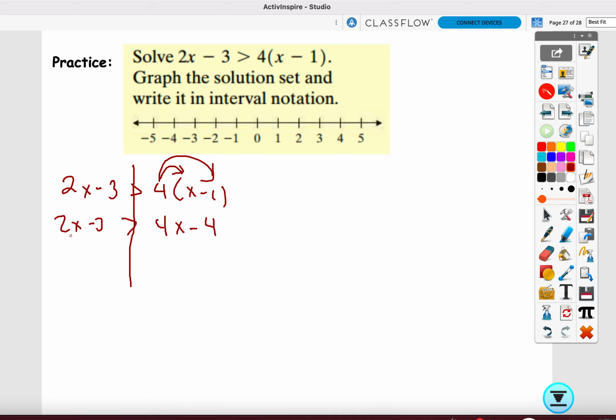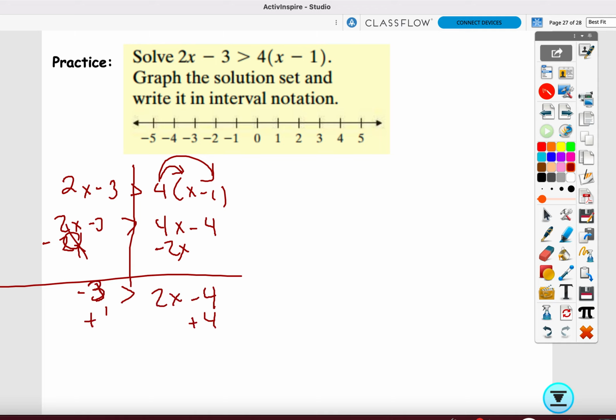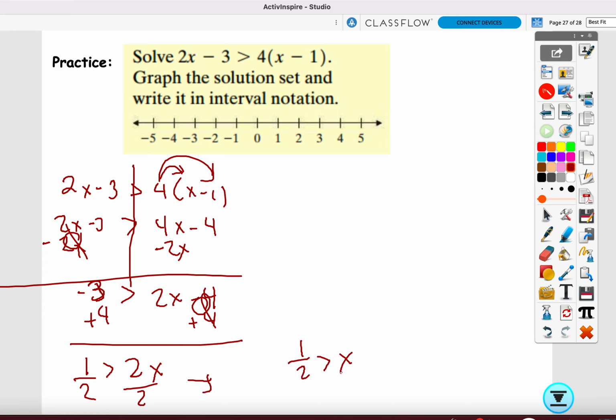I'm going to show you on this practice problem what happens if you move x to the right. Why you don't want to do that: it's going to be an extra step. So subtract 2x on both sides. Then we get negative 3 is greater than 2x minus 4. Add 4 on both sides. So then we get 1 is greater than 2x. Divide both sides by 2. So then we get 1/2 is greater than x.